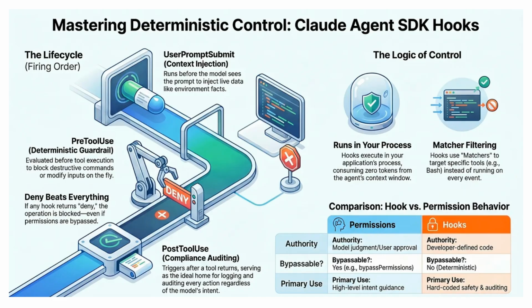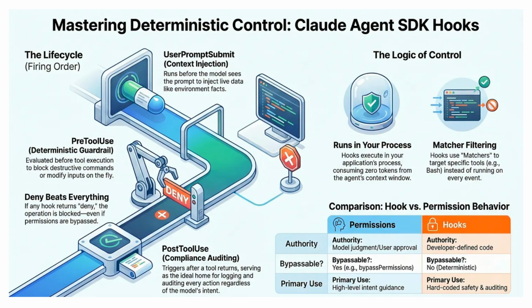Hooks are registered by event name, such as pre-tool use, post-tool use, or user prompt submit. Matchers filter hooks by tool name, not by file path or tool arguments. To filter by file path, command content, or other arguments, the callback must inspect tool input. The main lifecycle events are session start, user prompt submit, pre-tool use, post-tool use, stop, and session end.